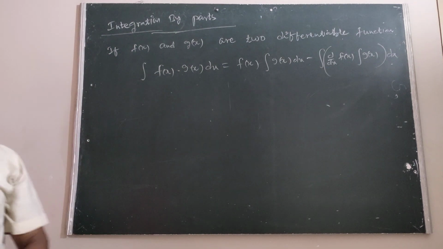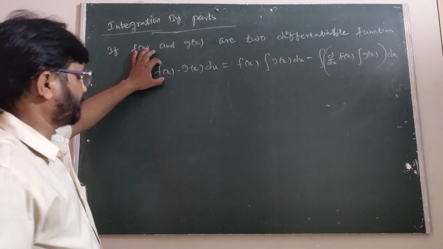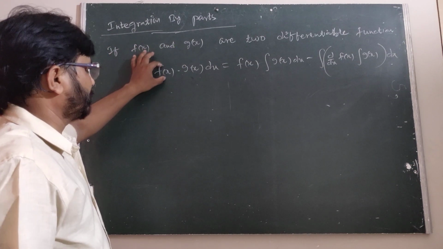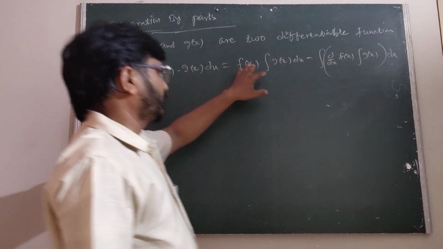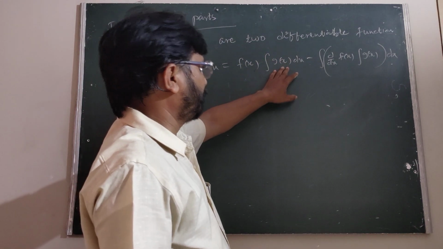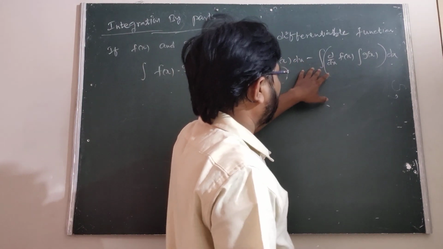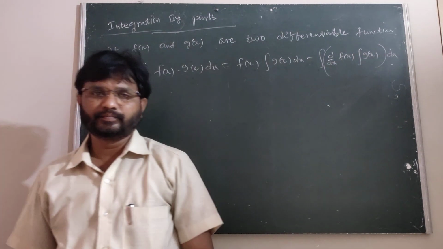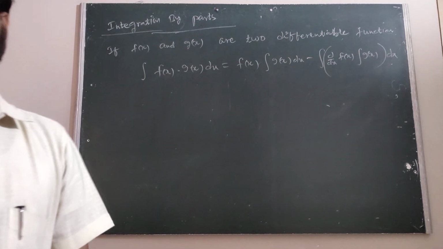How to read this one? We take the first function as f(x) and the second function as g(x). The integral of the first function into the second function equals the first function into the integral of the second function, minus the integral of the derivative of the first function into the integral of the second function. So how to prove this one?